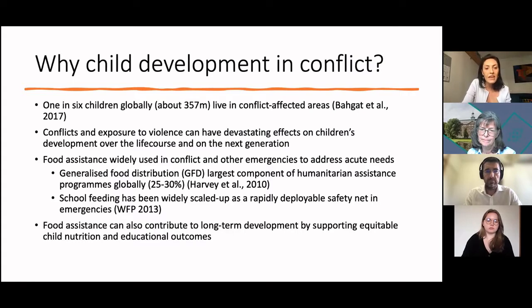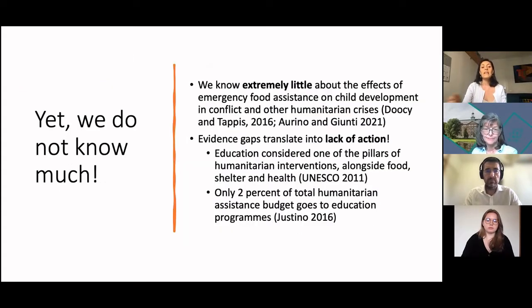However, despite this very important potential role, we really don't know much about the effects of humanitarian food assistance, and in general food assistance, on child development in crisis. And in turn, this lack of knowledge translates into lack of action. Just to give you the example of education, education is considered one of the pillars of humanitarian interventions alongside food, shelter, and health, yet only 2% of total humanitarian assistance goes to education programs. So we have a huge financing gap there.